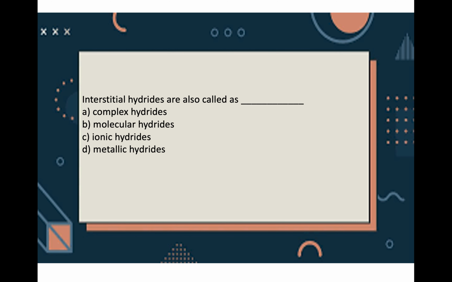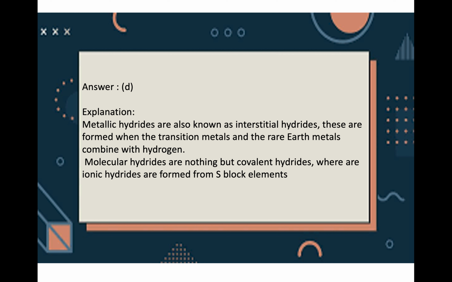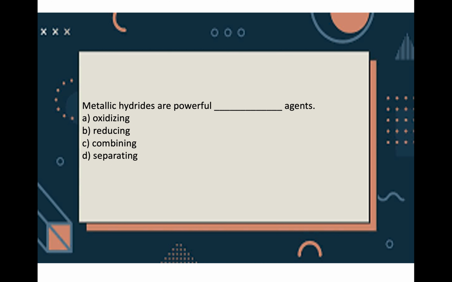Next question is, interstitial hydrides are also called as A. complex hydride, B. molecular hydride, C. ionic hydride and D. metallic hydride. The option is metallic hydride, otherwise known as interstitial hydrides, formed when transition metals and rare earth metals combine with hydrogen. So these are not covalent hydrides, whereas ionic hydrides are formed from S block elements.